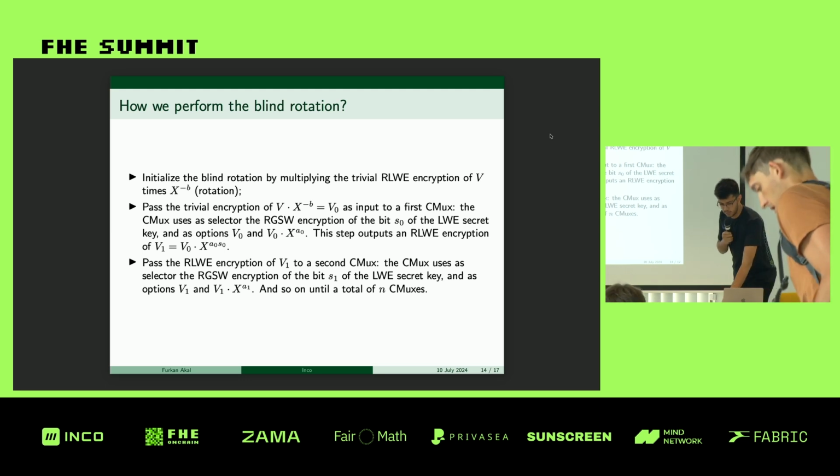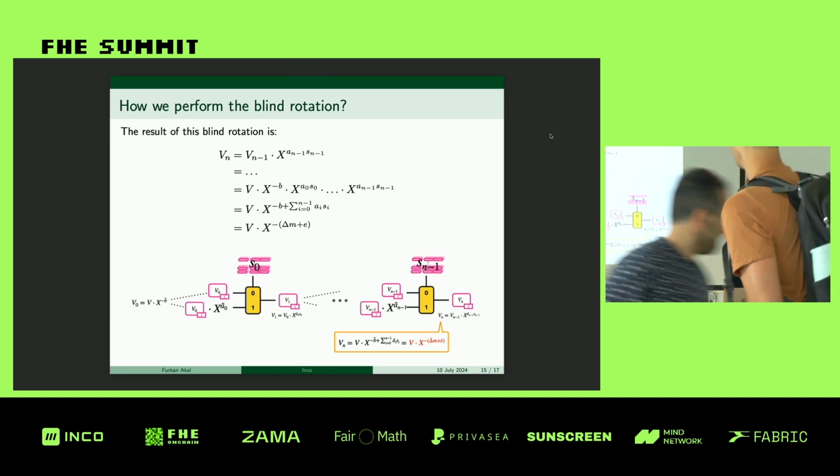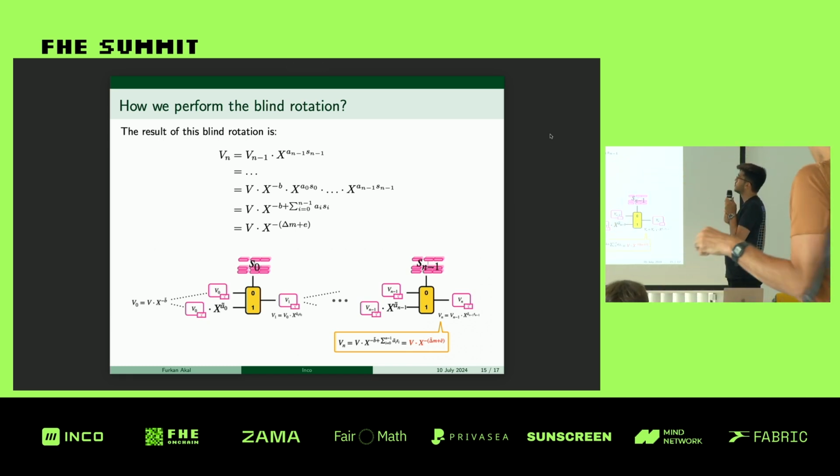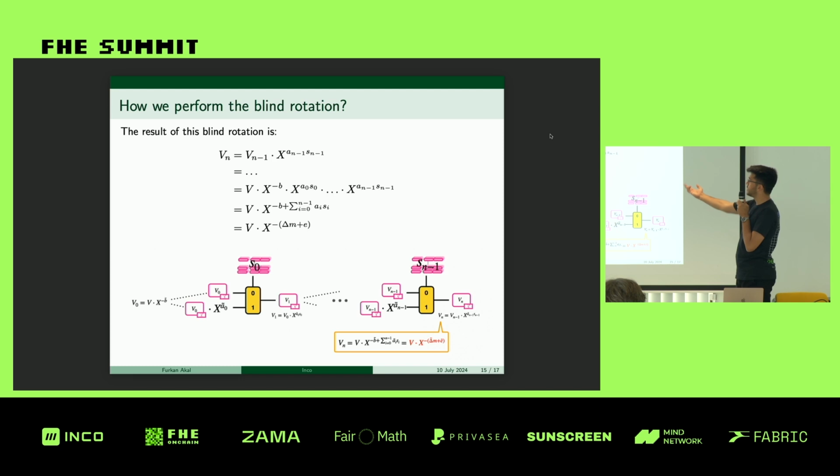And at the end of the day, we have something like this. We start with X to the minus b, and then multiply by X to the a0 s0, up to X to the a n minus 1 s n minus 1. And when you multiply all these, as b minus a times s is equal to the noisy message, we have the noisy message with a minus sign, right? And this is a good illustration to explain this concept.